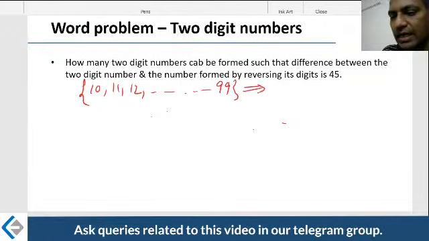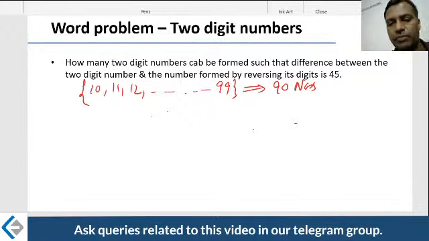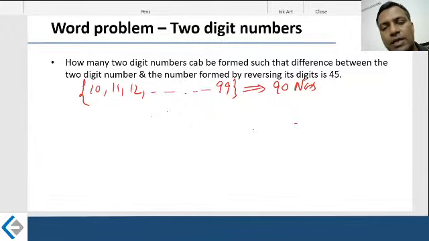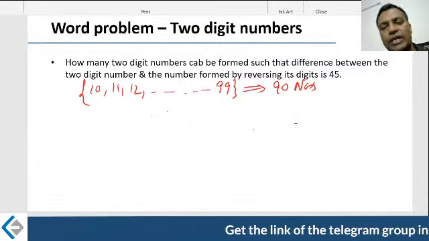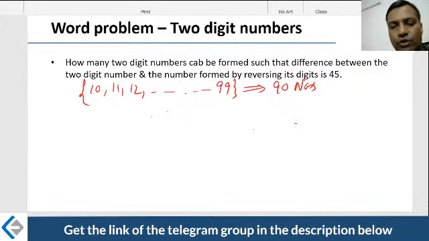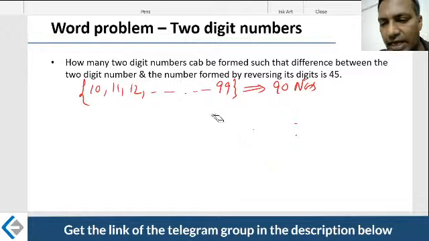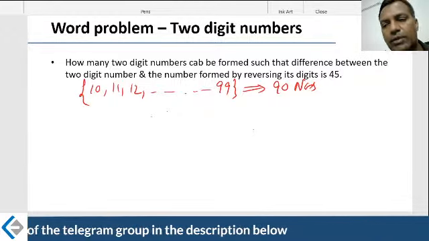How many numbers are there? From 10 to 99, if you count all the numbers, it would be 90 numbers, not 89. When I ask this question, some people get this wrong. Some fellows will shout 89. The difference between 99 and 10 is 89, but I never asked the difference. I said count it. Count means you have to include 10 also. Counting is nothing but 90 numbers.